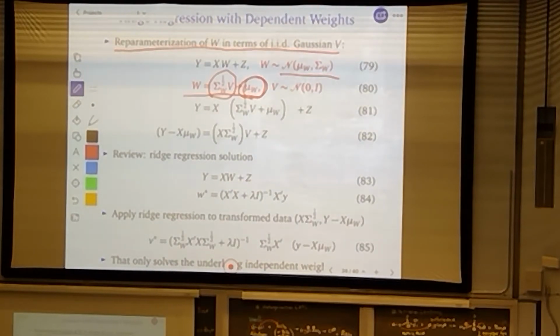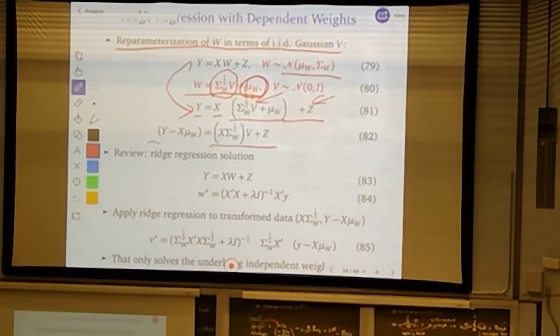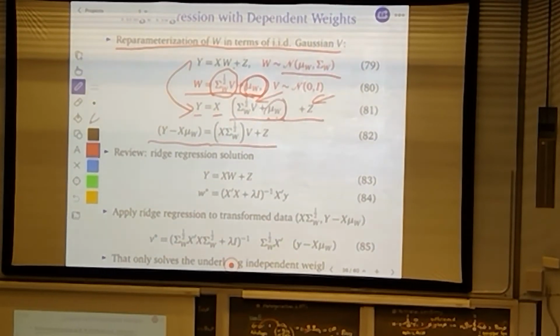Now, if W equals this, I have a change of variable. Y equals xW plus z becomes, you plug that in, you get this. And you can collect the terms. V is a random variable, z is a random variable. You can move this constant term to the left side. Now this V is IID, z is IID. So then it falls to something we already know from ridge regression.